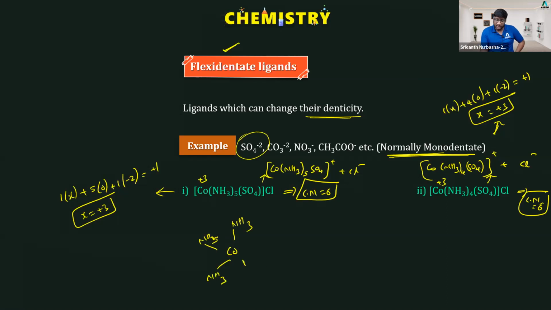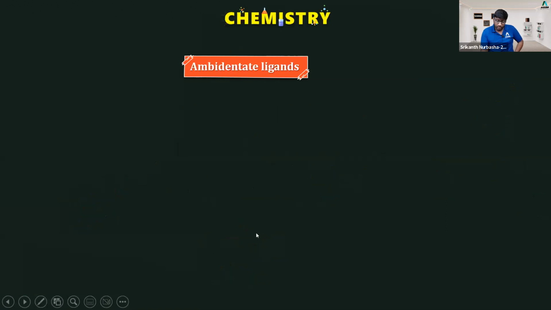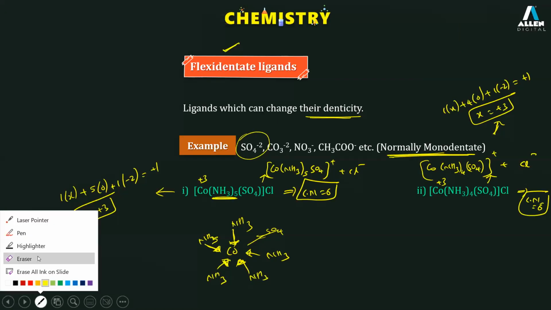So here in the first complex, sulfate is acting as a monodentate or bidentate? If sulfate acts as a bidentate, it will form 7 coordinate bonds, or not? Already 5 are there from the nitrogens. 5 ammonia are there, and from each ammonia, nitrogen is giving the lone pair. So 5 coordinate bonds are already there. We need a coordination number of 6, so we require one more bond. That one more bond is given by sulfate. So sulfate acts as monodentate or bidentate? Monodentate.